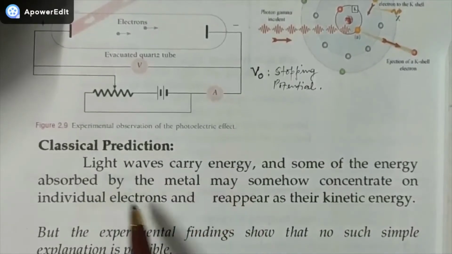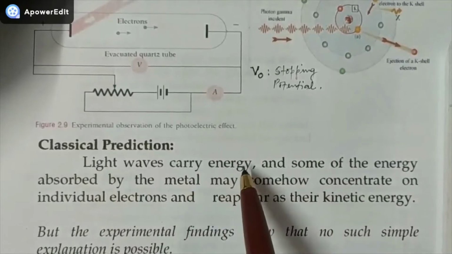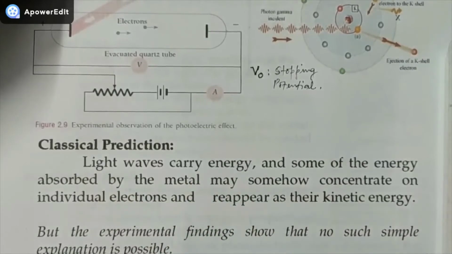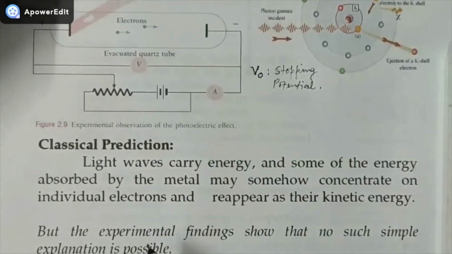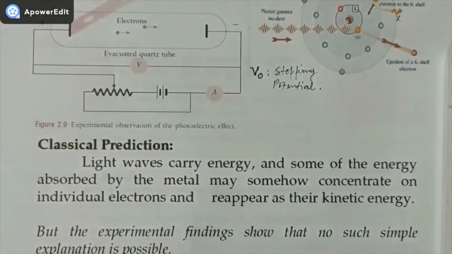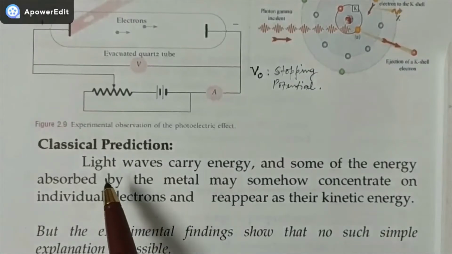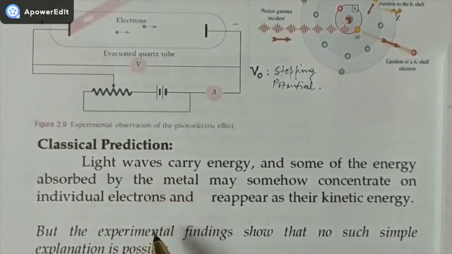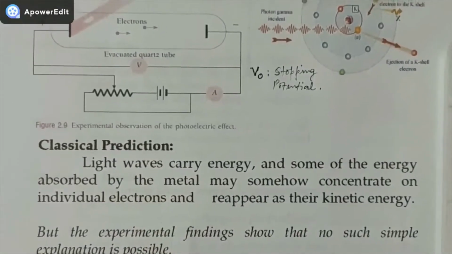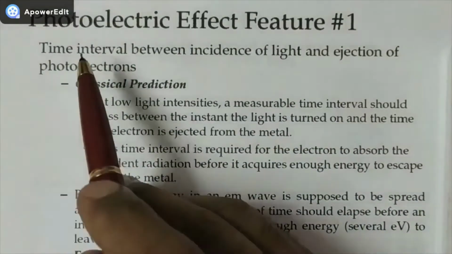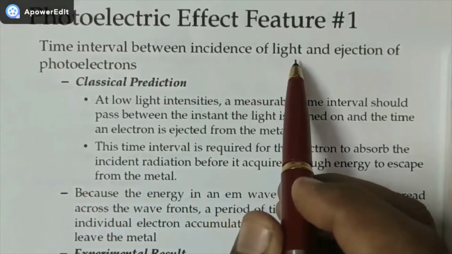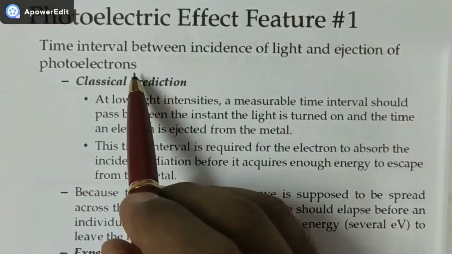Classically what we are thinking is that the wave carries energy and this is what is happening with the electron, and this is not so simple. The different features, the experimental observations about the photoelectric effect, were not easy to explain on the classical understanding of the wave. So the first feature of the photoelectric effect is about the time interval between incidence of light and the ejection of photoelectrons.